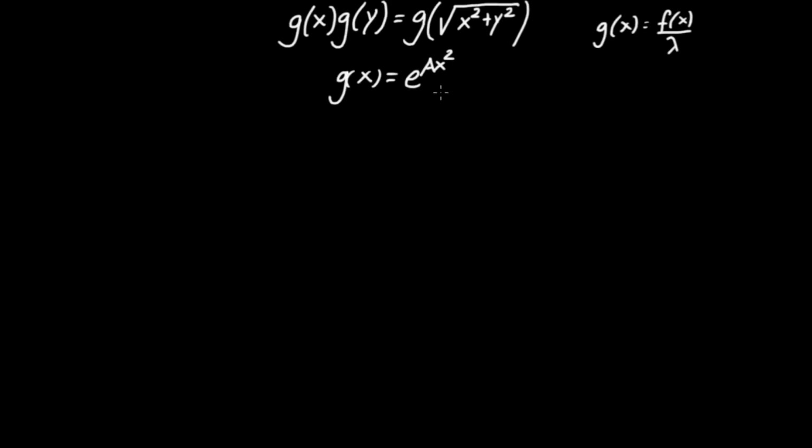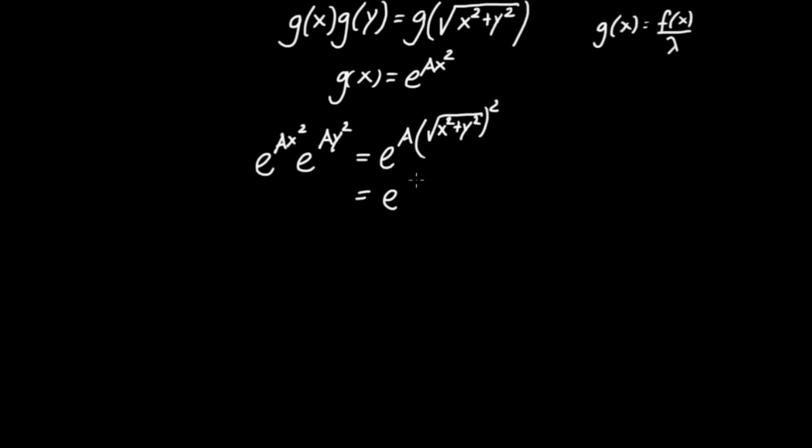Let me perform a little sanity check here just to make sure these functions g, e to the a x squared, where a is some constant, actually solve this functional equation. So we're going to actually check whether g of x times g of y is equal to g of the square root of x squared plus y squared. So g of x is just e to the a x squared. g of y is e to the a y squared. And that's got to be equal to e to the a, the square of the square root of x squared plus y squared, squared.